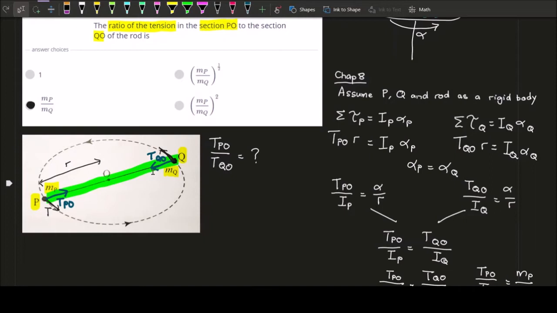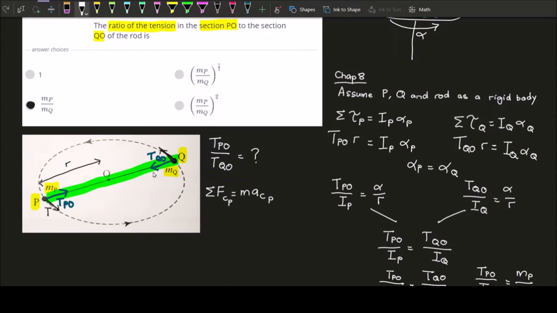So in that case, we can straight write, sum of F towards the center, this is for P, equals M a_c P.